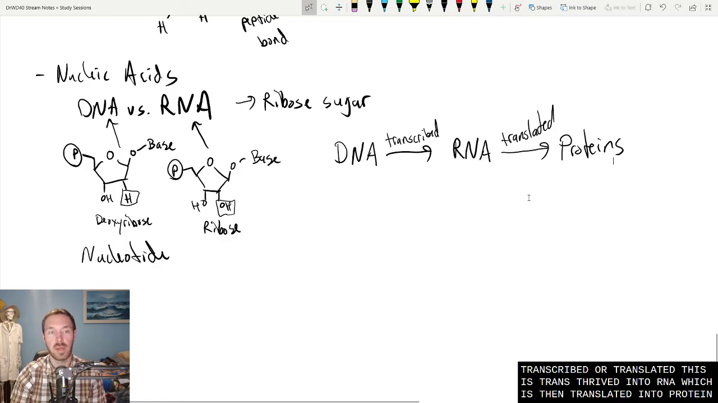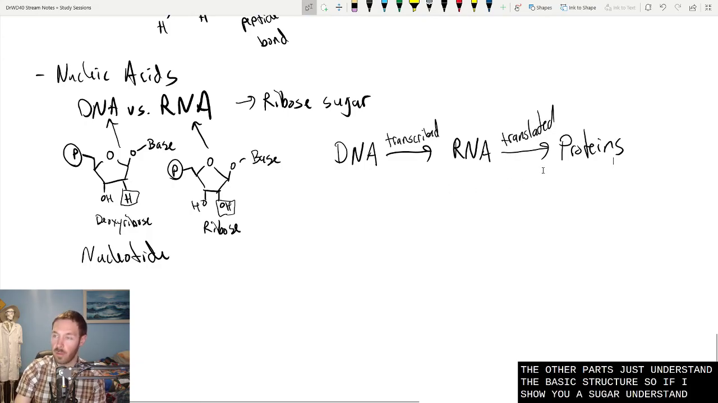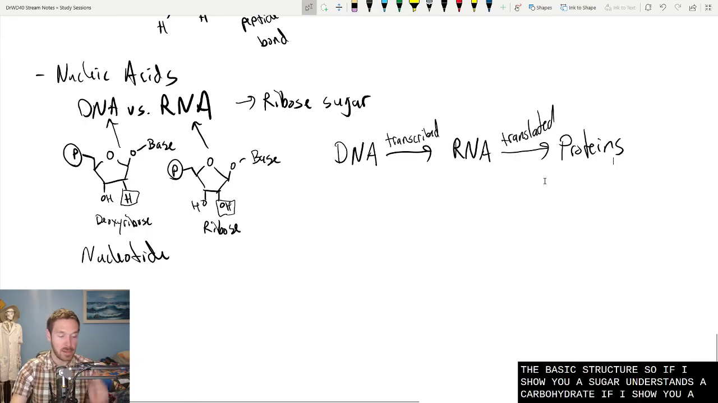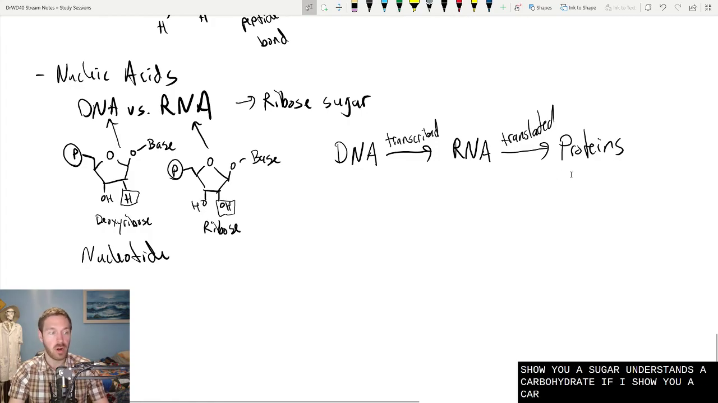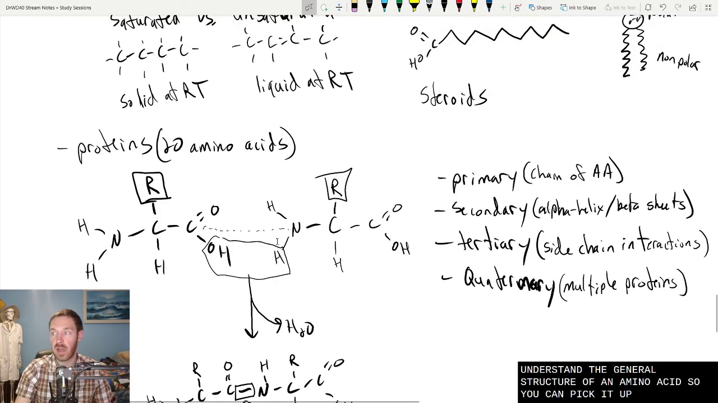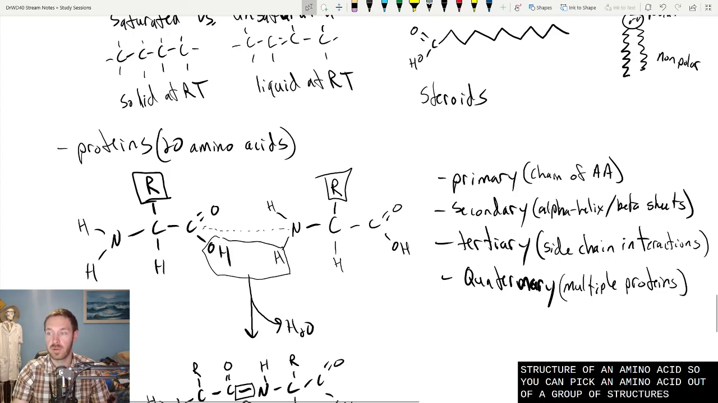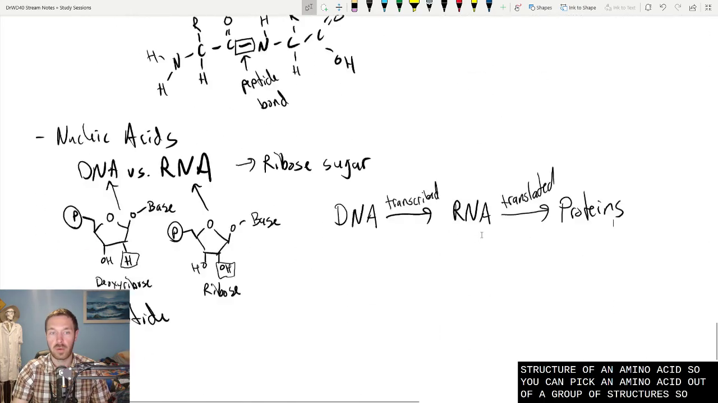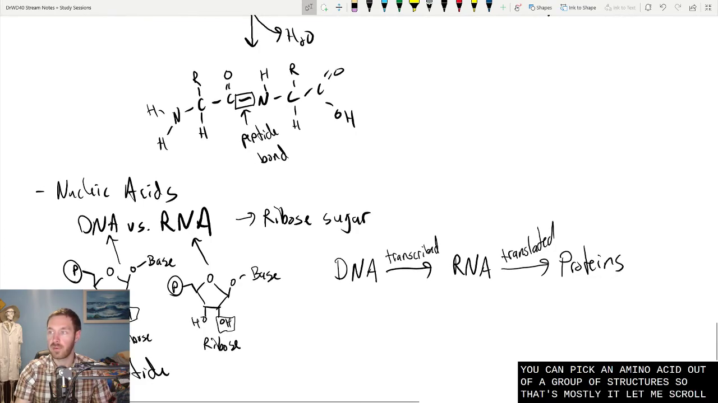And then the other parts, just understand the basic structure. If I show you a sugar, understand it's a carbohydrate. If I show you a hydrocarbon, know that it's going to be a lipid, and so forth. Understand the general structure of an amino acid so you can pick an amino acid out of a group of structures. So that's mostly it. Let me scroll through my cheat sheet here and make sure I mentioned everything. But watching that and understanding everything I talked about should get you a decent grade on the exam.